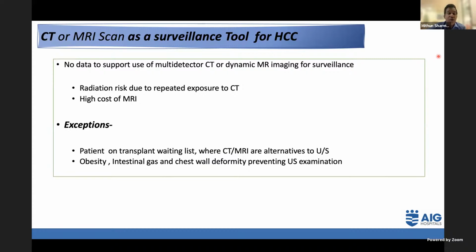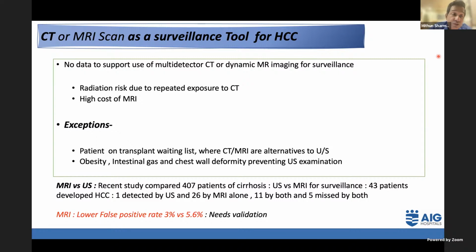So many people argue, why not do a CT scan or an MRI as a surveillance tool? There's no data to support the use of multi-detector CT or MR. CT definitely not, because of the high risk of radiation, and MR because of the high cost. The only exceptions are patients on the transplant waiting list, where CT and MRI are already used. And if we have a patient who is obese, who has a chest wall deformity, or in whom the ultrasound cannot be done because the radiologist was not able to visualize properly, in that case, we can use them.